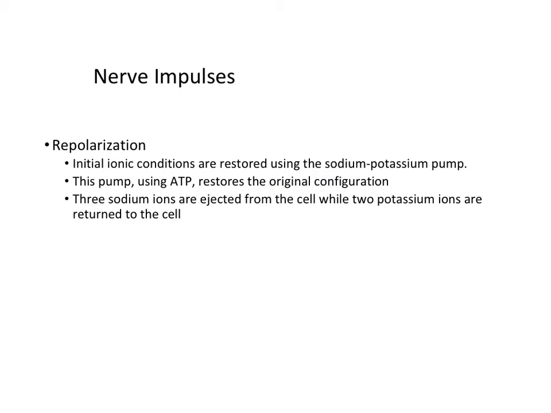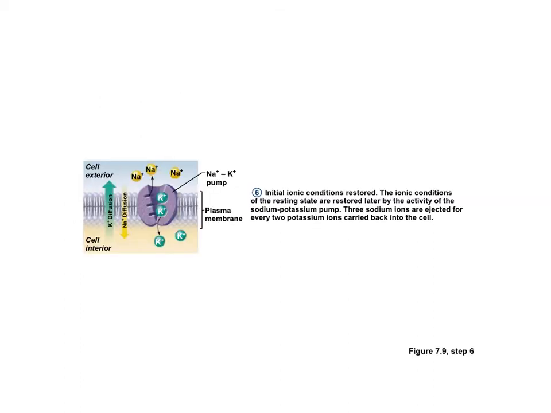We still need to restore the initial ionic conditions. That occurs using the sodium-potassium pump. So this pump uses ATP and it restores the original configuration. And so it ejects sodium ions from the cell, and 2 potassium ions are pumped in every time 3 sodium ions are pumped out. So this restores the initial polarization conditions. Here you can see a sodium-potassium pump is a protein that's embedded in the membrane, and it pumps sodium out of the cell 3 at a time and potassium into the cell 2 at a time.